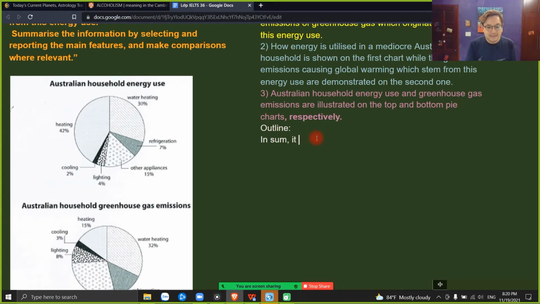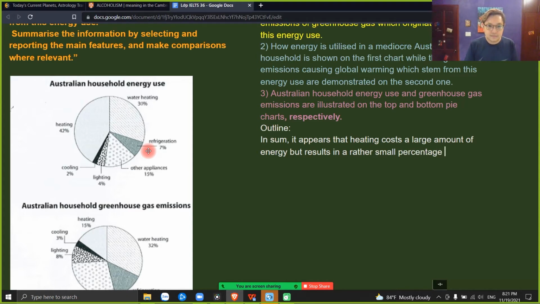In sum, có vẻ như rằng it appears that heating costs a large amount of energy. Nhìn chung cái chuyện làm nóng, cái chuyện làm ấm, nó tốn một cái lượng lớn năng lượng. Costs a large amount of energy, but results in a rather small percentage in gas emission. Nhìn chung có vẻ như rằng chuyện heating nó tốn một cái lượng lớn năng lượng, nhưng mà nó dẫn đến một cái tỷ lệ phần trăm tương đối nhỏ trong sự xả thải khí. A rather small percentage in gas emissions.